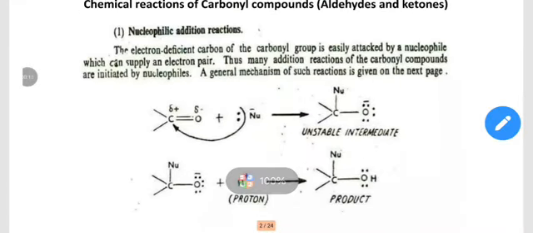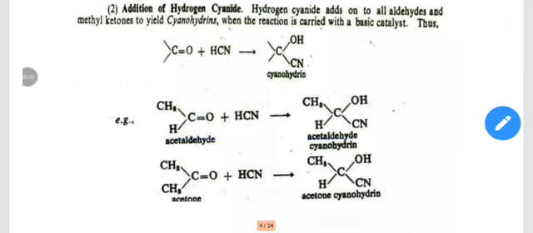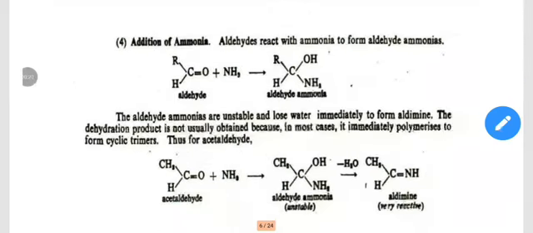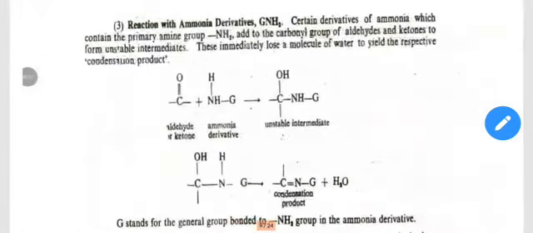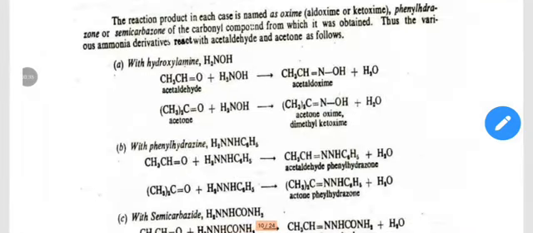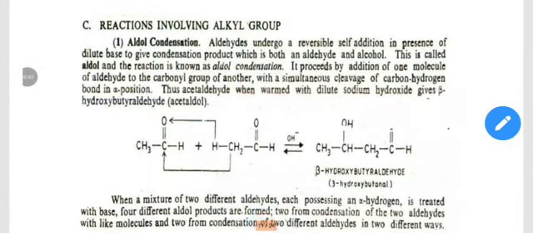Already we have discussed some chemical reactions, the nucleophilic addition reactions. The first one is addition of sodium bisulfite, then addition of hydrogen cyanide, then addition of Grignard reagent, then addition of ammonia. The nucleophilic addition reaction followed by loss of water. Then we discussed the reaction with alcohols, and then reaction with ammonia derivatives, like hydroxylamine, phenylhydrazine and semicarbazide, etc. Okay. Today we discuss the reactions involving an alkyl group.